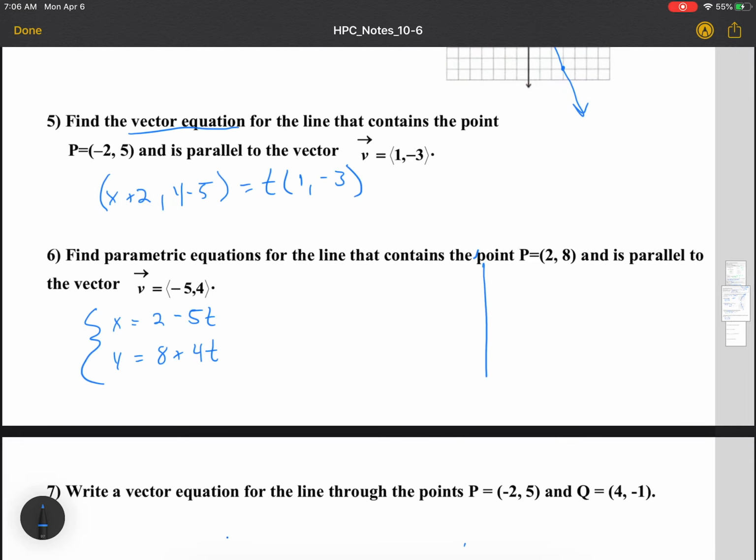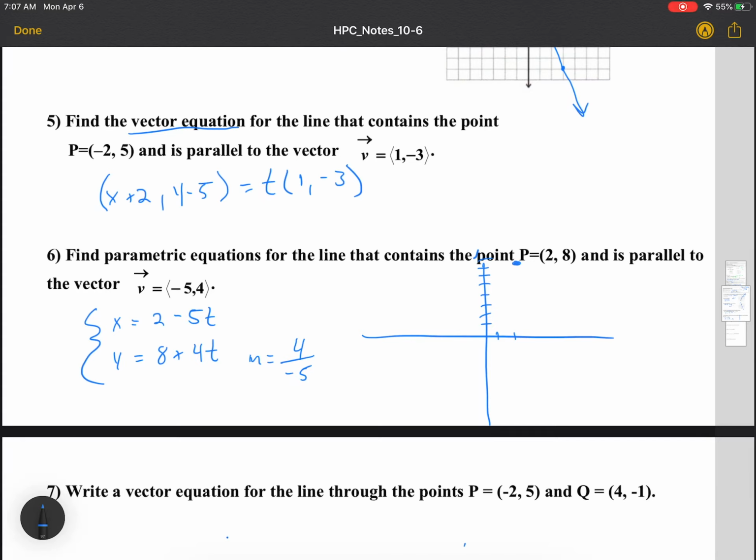And now let's just graph it. Let's graph this one for fun. If we have our point, we have our slope. Our point is 2, 8, so let's find that one. We count 1, 2, 3, 4, 5, 6, 7, 8. Let's just say that's about right there. And we have our slope, which we get from our vector. Rise over run, 4 over -5.